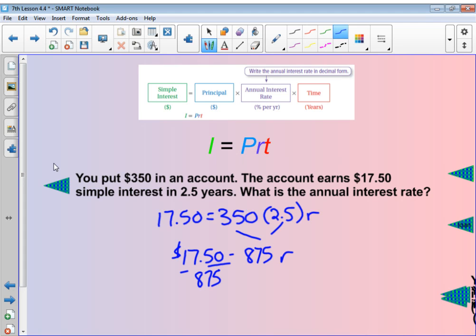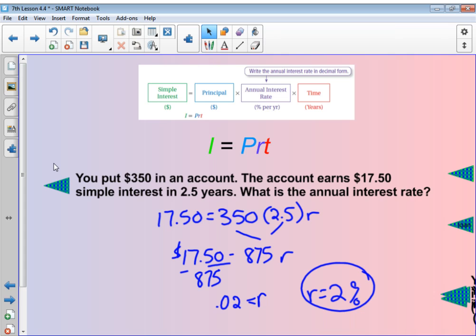And then 17.5 divided by 875 gives me 0.02 for R. So your rate should have been 2%. I apologize for that. My finger must have hit a wrong button, but I noticed when I got down to the final answer that it looked off from when I had practiced it a little bit earlier.